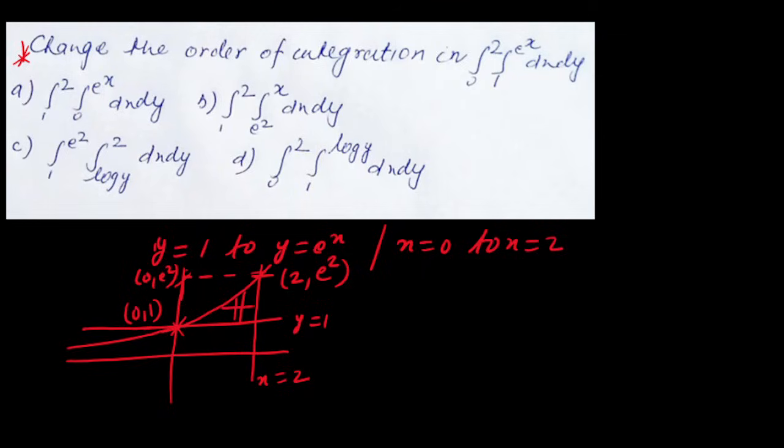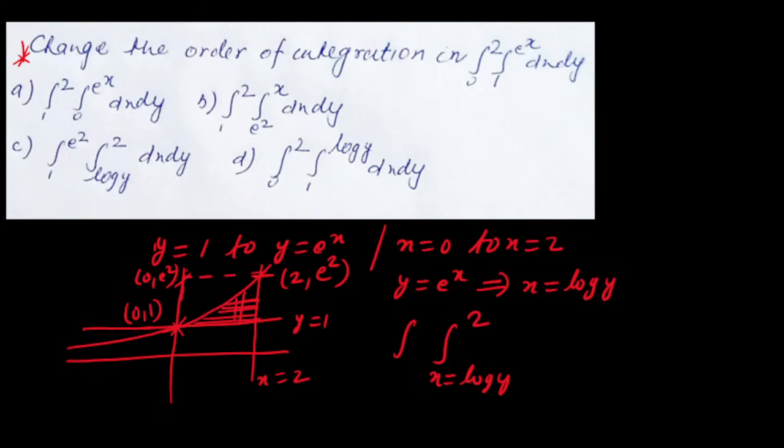I have to change it to the horizontal strip. So if I change it to the horizontal strip, where will the strip start? A strip will start at y is equal to e to the power x. So in terms of x, it will be x is equal to log y and it will go up to this line, x is equal to 2. Then we have to move it from y is equal to 1 up to this point, y is equal to e square, and then we have dx dy.